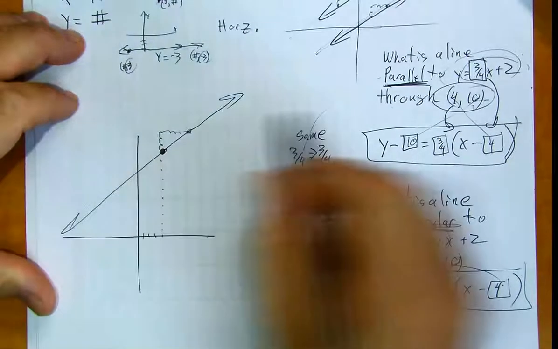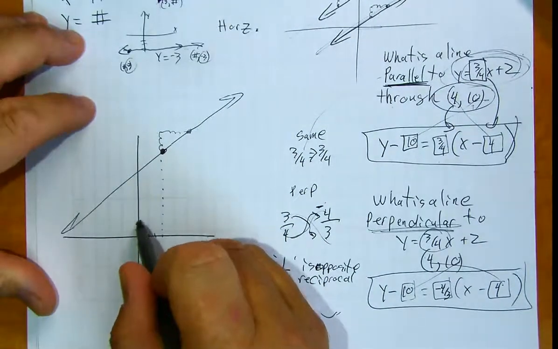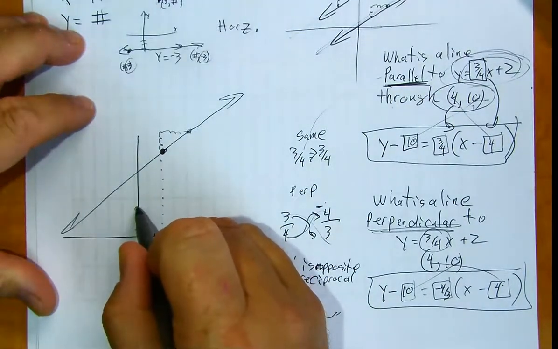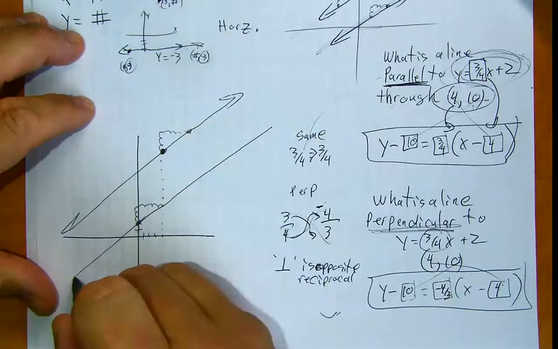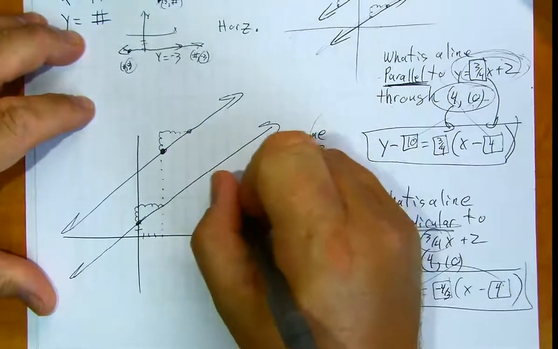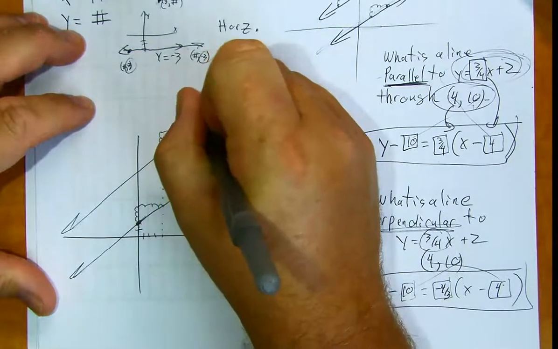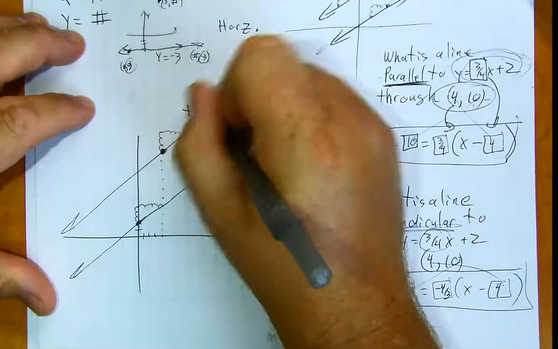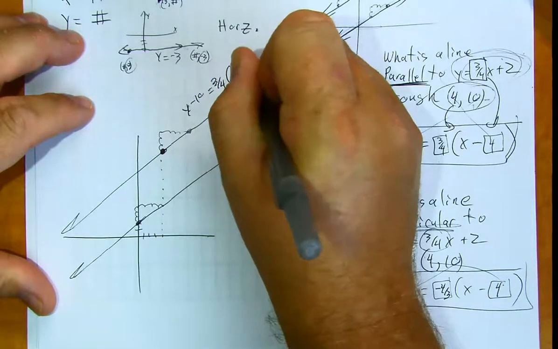And is that parallel to the original? Up 3, over 4. Those two look pretty parallel. That's true. y equals 3/4 x plus 2. y minus 10 equals 3/4 times x minus 4.